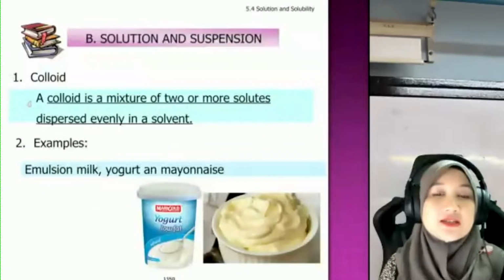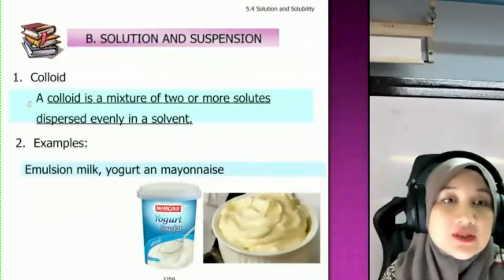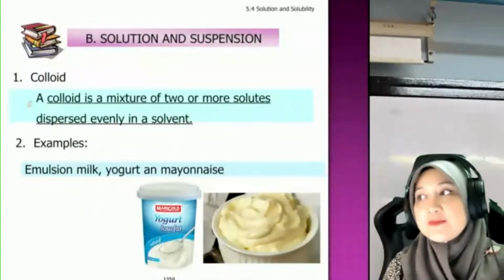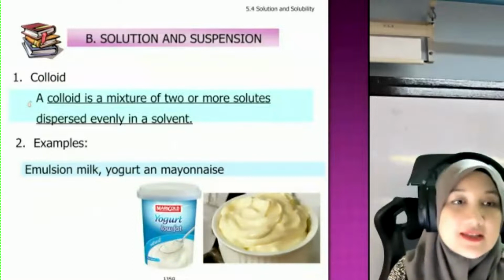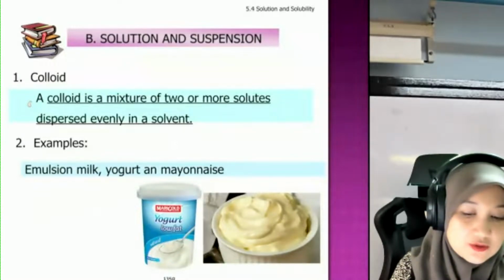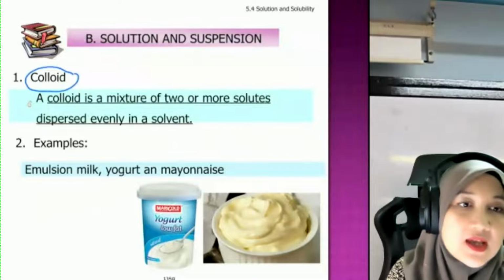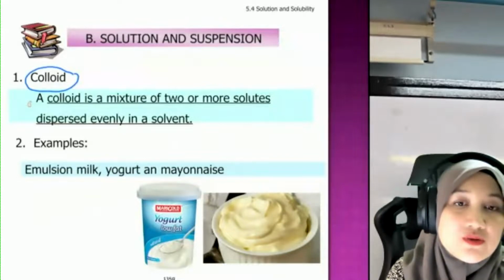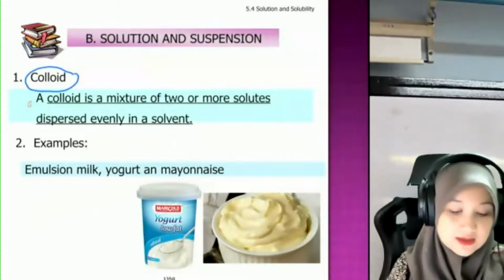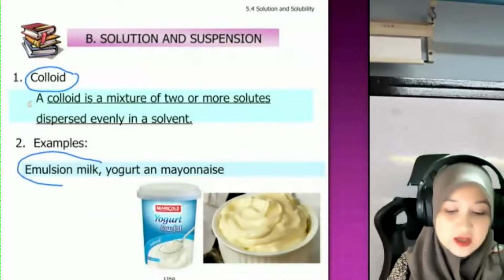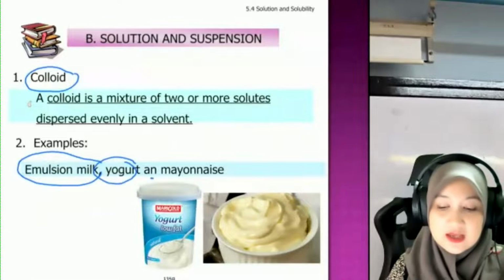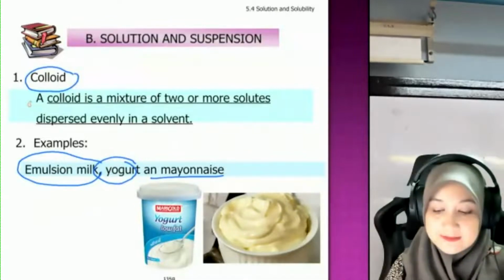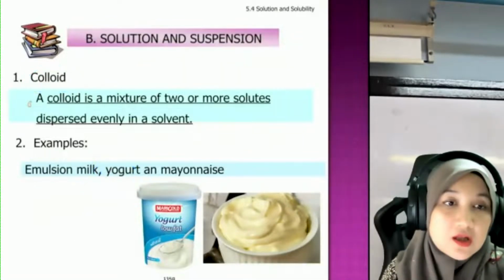Okay, here is the definition of the suspension. Solution and suspension, and there is also colloid. Colloid is a mixture of two or more solutes dispersed evenly in a solvent. For example, emulsion, milk, yogurt and mayonnaise. Okay, this is what we call colloid.